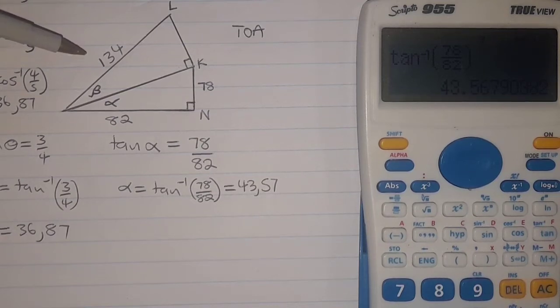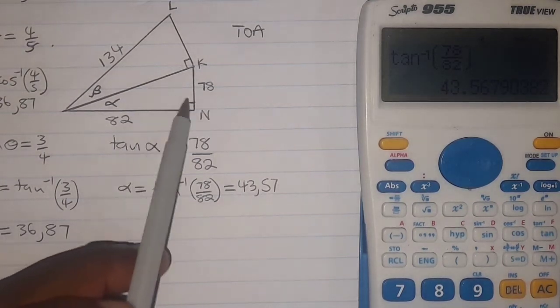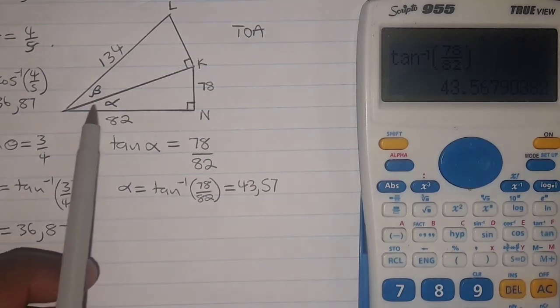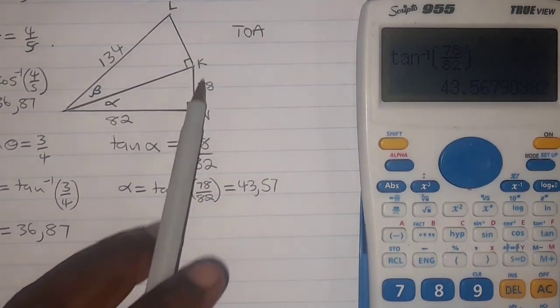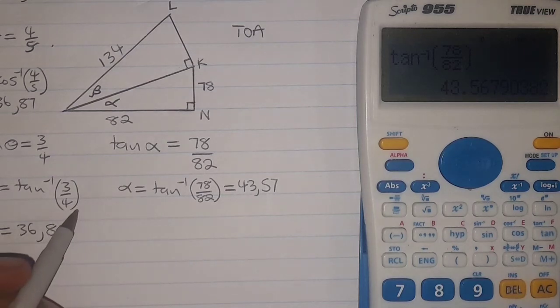Now we want beta. Remember, to determine an angle you need two sides. To determine a side you need an angle and another side. Now in this case we only have this side. We need another side. How do we get another side? We make use of this triangle. We can determine the hypotenuse of this triangle. How would we do that?